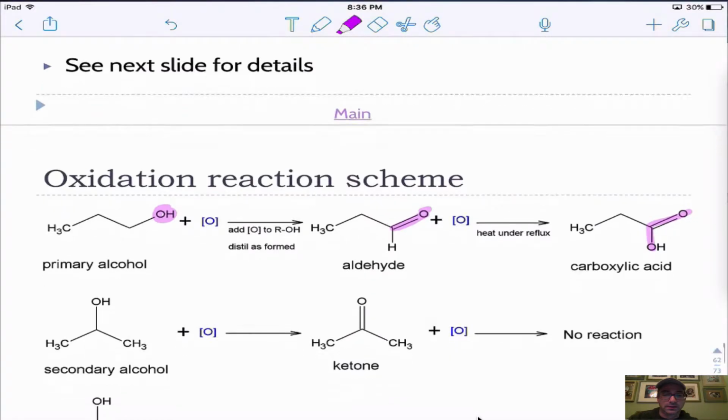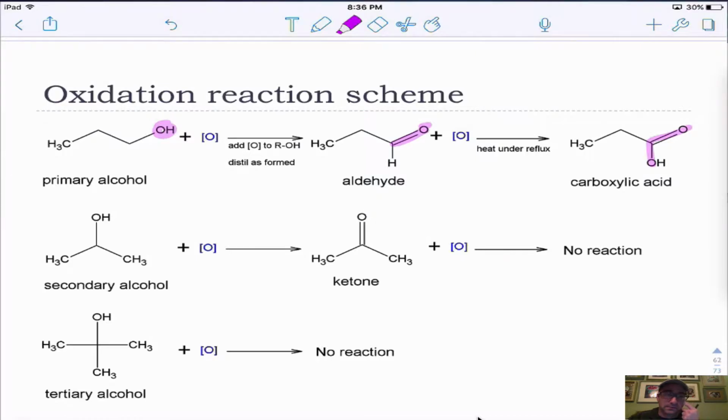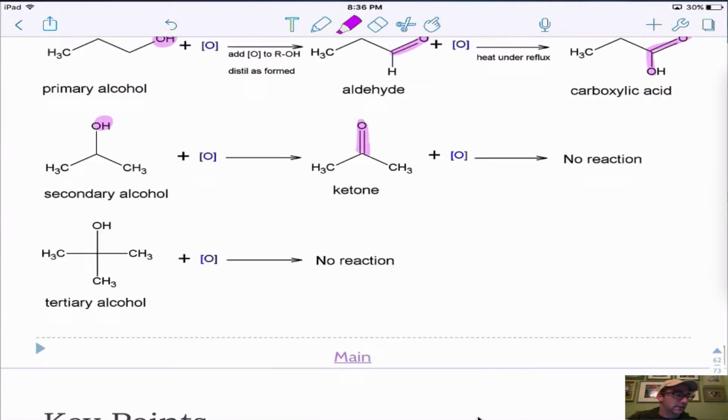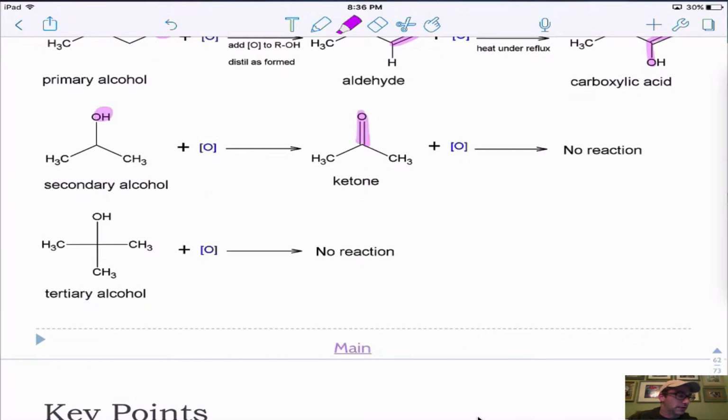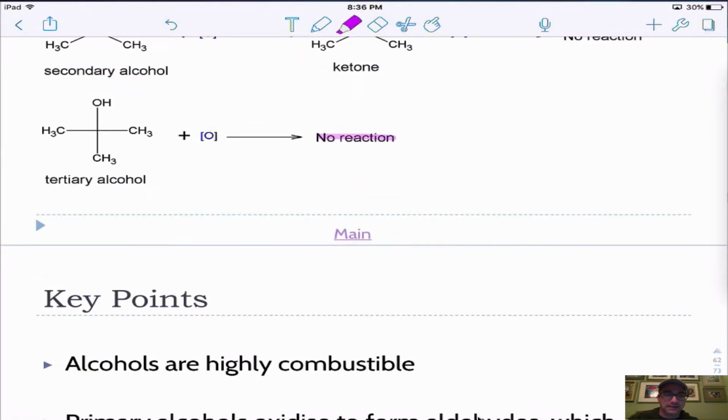But if you have a secondary alcohol, you can oxidize this alcohol group to a ketone with its carbonyl group, but then you can't oxidize it further. It will oxidize once, but you won't get that second oxidation. And if you have a tertiary alcohol, when you try to oxidize it, you won't get any reaction. That's really all there is to know about the oxidation of alcohols and their reactivity.